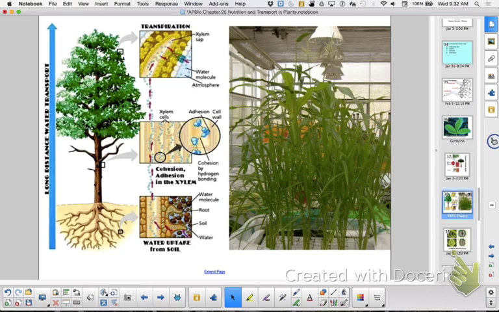Transpiration, which is where the water like about and then adhesion to the water.